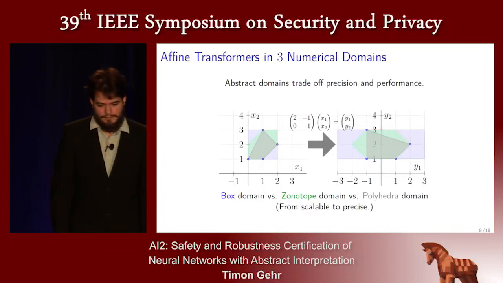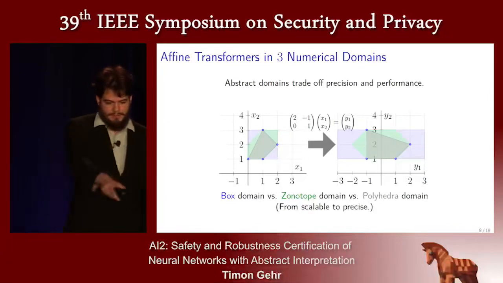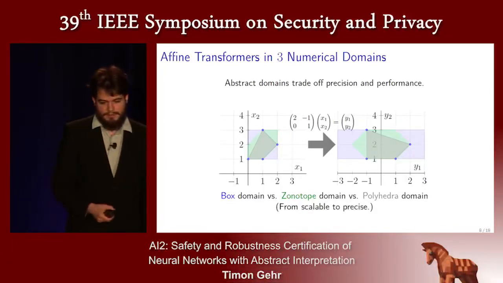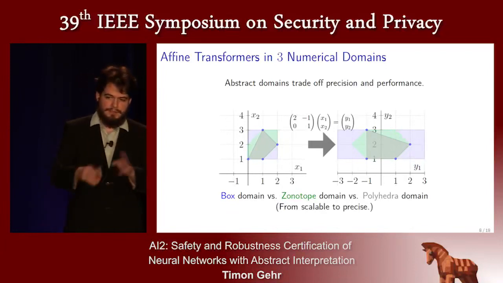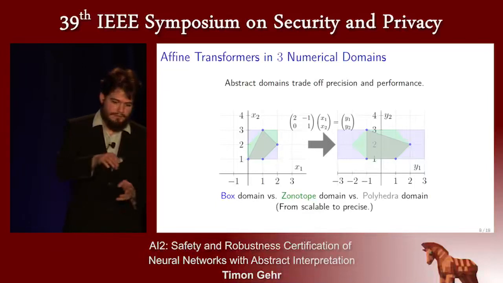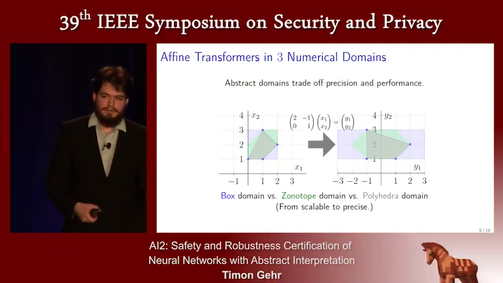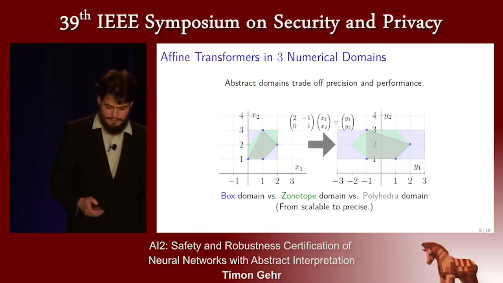And we have 4 points here. The blue points, they are approximated. Then we apply some function, and we will get some other shape. And all the 4 points will still be in this new shape. And this is what abstract interpretation does.